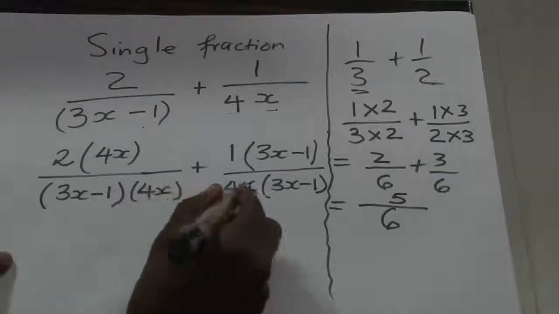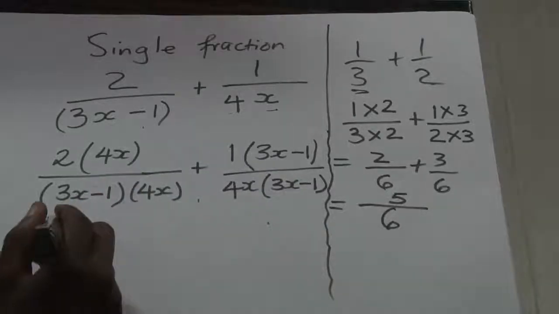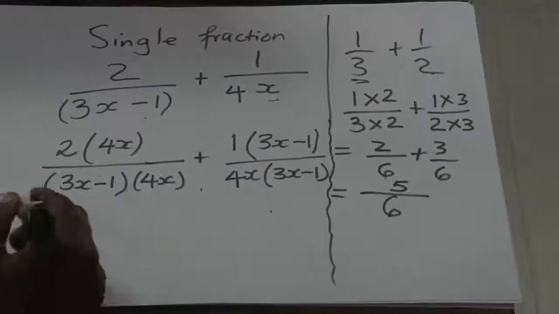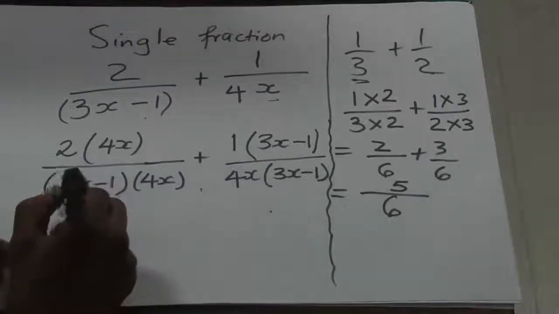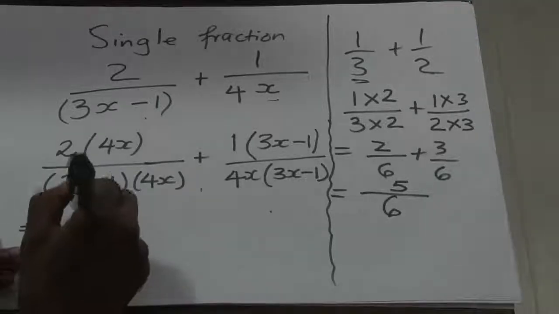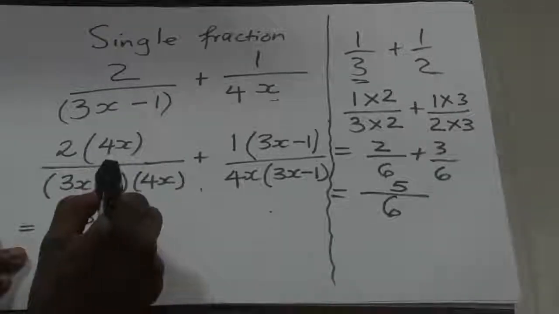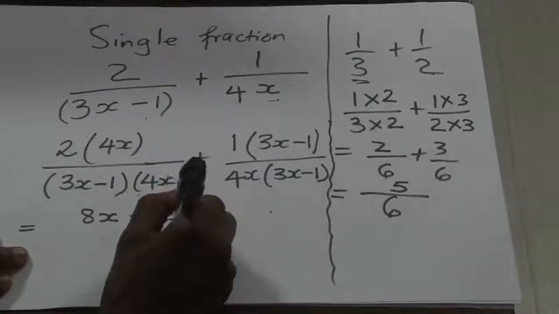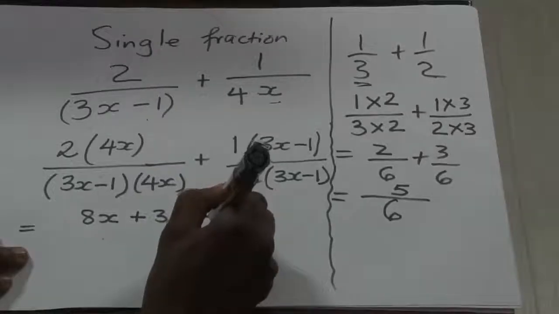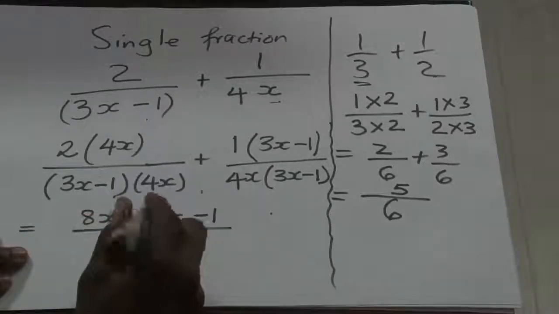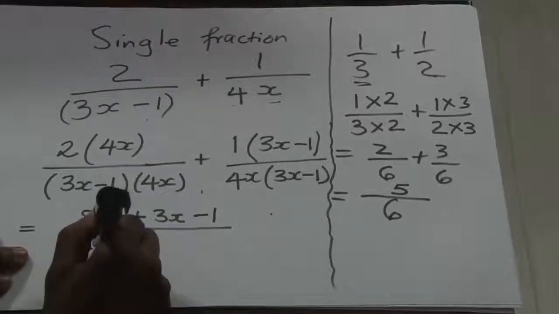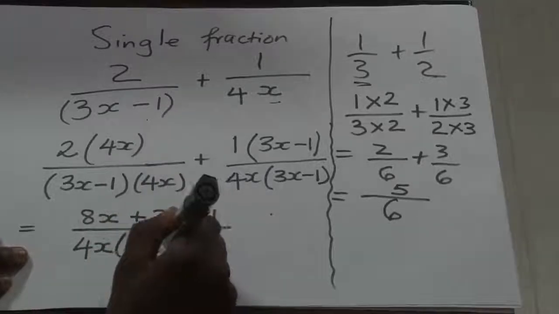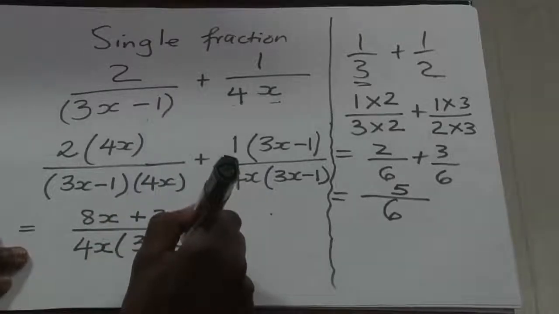so now that the denominators are the same, what we're going to do is just add the numerators together. Just to simplify this, we have 8x plus 3x minus 1, everything over 4x times 3x minus 1.